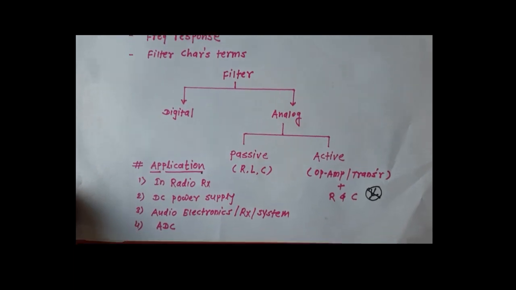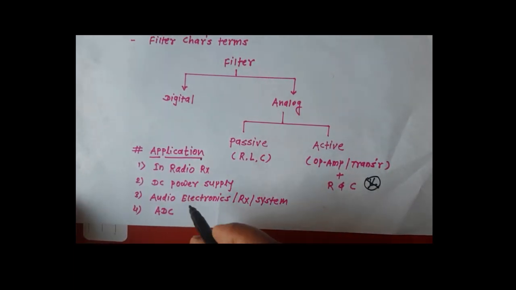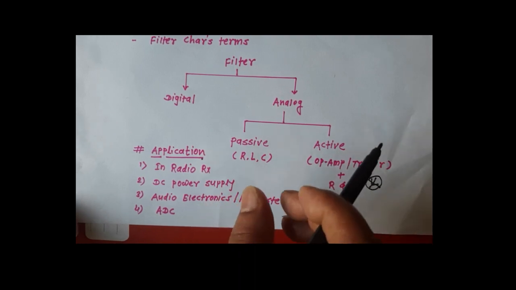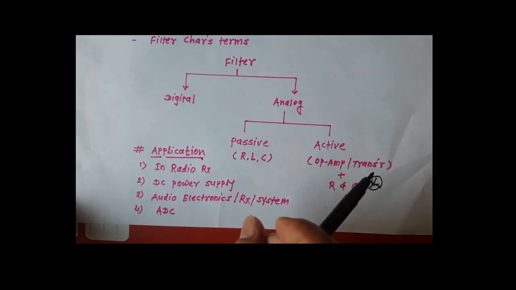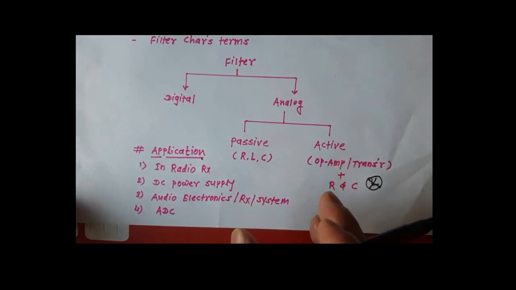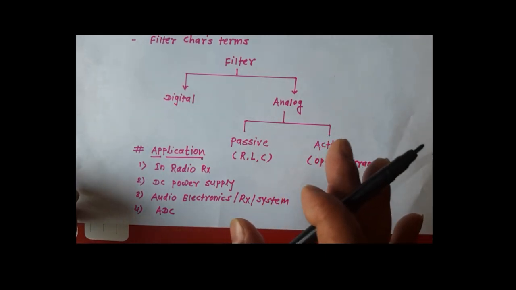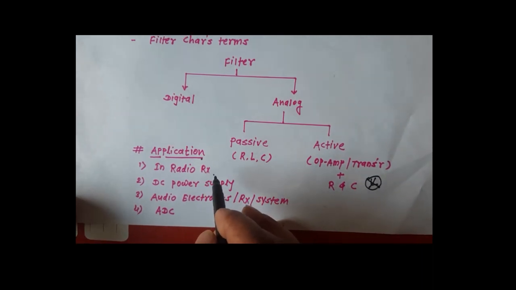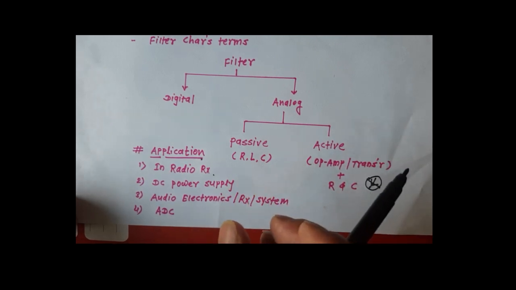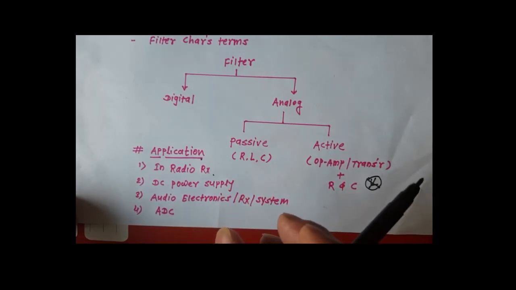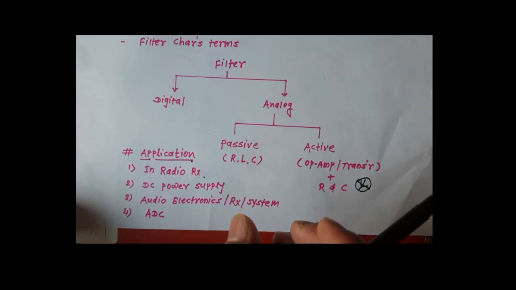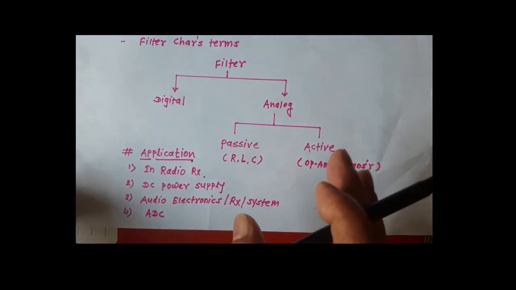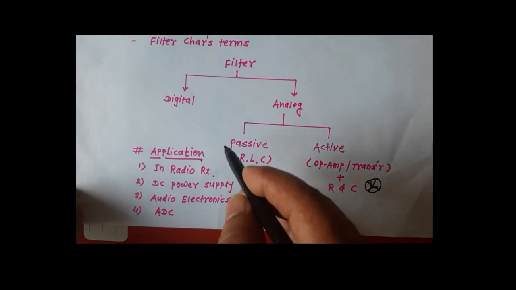Where are these filters used? That is the application of filters. In a radio receiver, a certain band of frequency is selected and the remaining band of frequency is rejected, blocked or attenuated. That is the function of the filter in a radio receiver. We select 98.3 FM Gold like this in a radio receiver. This 98.3 band is selected and the remaining band is rejected, blocked or attenuated by the filter.